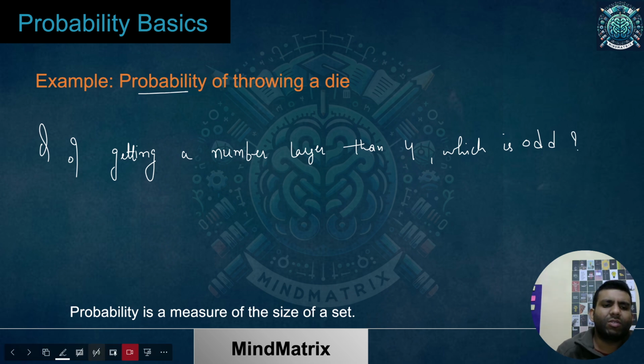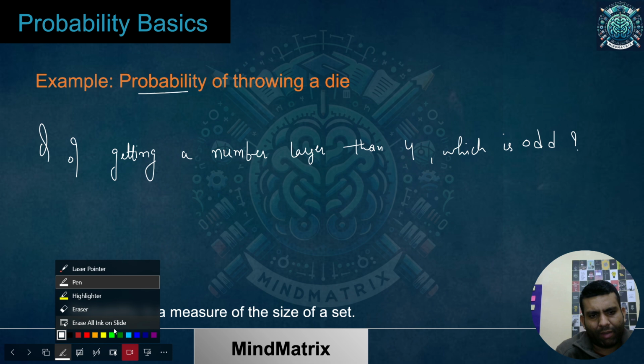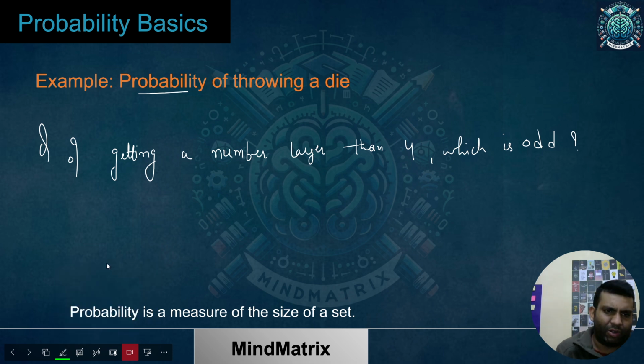So this is a basic mathematical calculation I'm asking you for. Let me first write the outputs which are possible overall. If you are talking about larger than 4, there are two numbers only. And if I talk about the odd numbers, there are 1, 3 and 5. These are the three numbers which are odd, and these are the two numbers greater than 4. So what is the probability? There is only one number satisfying both conditions, so you'll say it's 1 by 6.